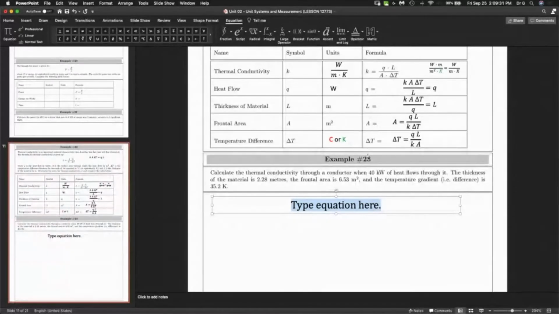Have some fun here. Okay, so what you want to do is first figure out which of the quantities you're trying to solve for. In this question, what are we trying to find? Are we trying to find thickness? Are we trying to find temperature change? Yeah, we're trying to find K, because we're trying to find thermal conductivity. So there's the formula for K. So I'm just going to copy the formula. It's the only formula that I didn't actually type.